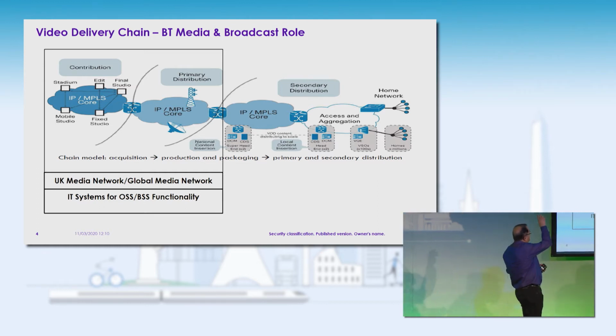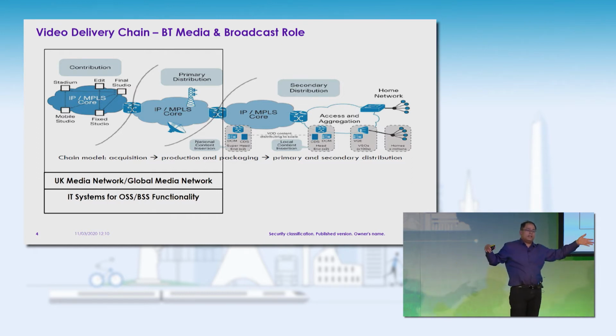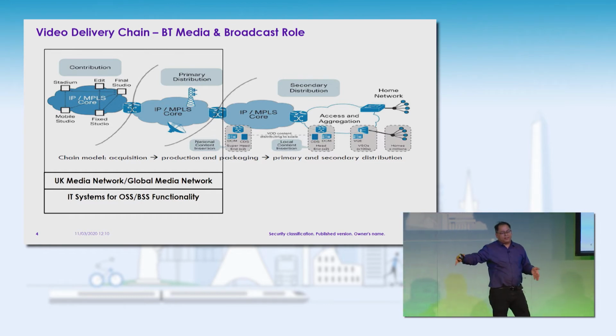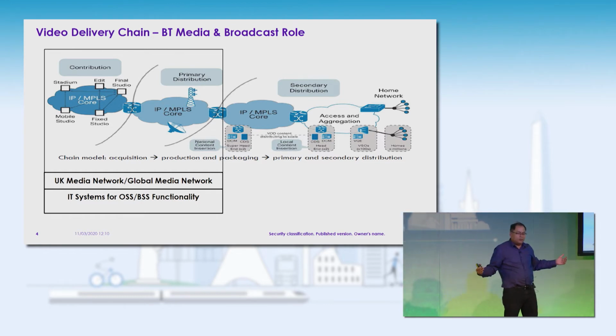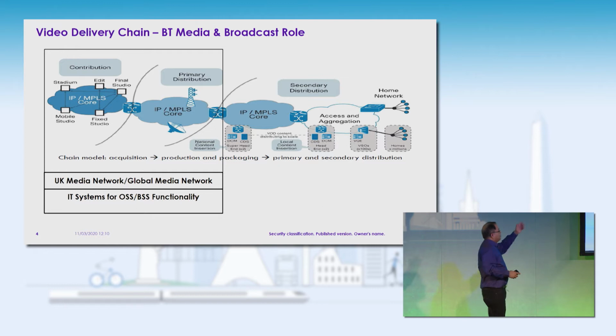Then, moving from contribution to primary distribution, in the contribution space it is also where we connect regional studios. You could have a studio in Edinburgh, a studio in Glasgow, a studio in the Channel Isles, and you want to bring all those regional studios onto a central studio. That again falls into the contribution space.